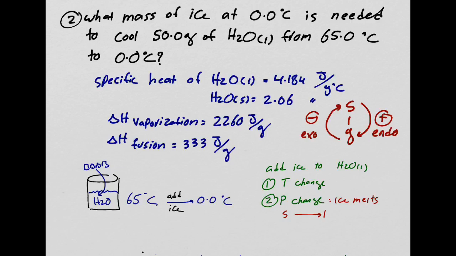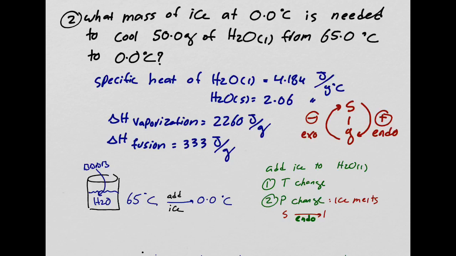Okay, so here, what's going to happen again? I'm going to add ice to water. If I add ice to water, I know the temperature is going to change, right? Because you can do it right now. If you have warm water and you add ice, your water is going to cool down. So it's not going to be warm anymore. Also, your ice is going to melt. So there is a phase change also. When you go from solid to liquid, what is that? That is an endothermic process, okay?